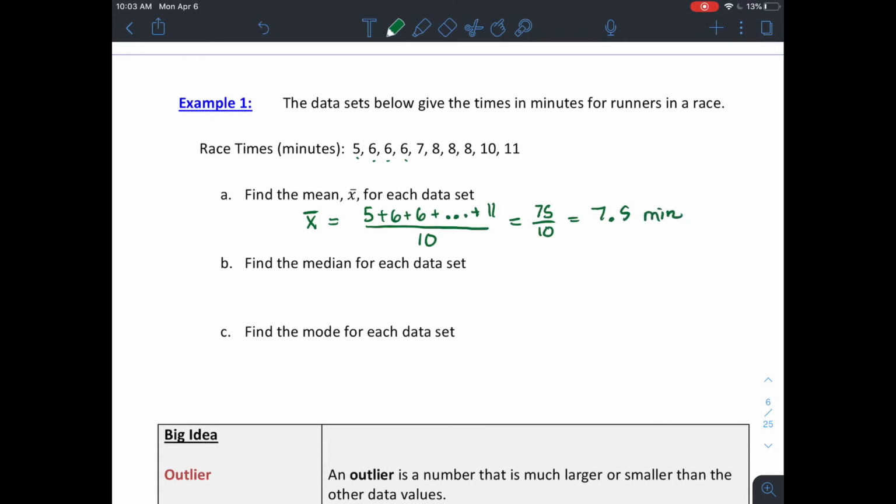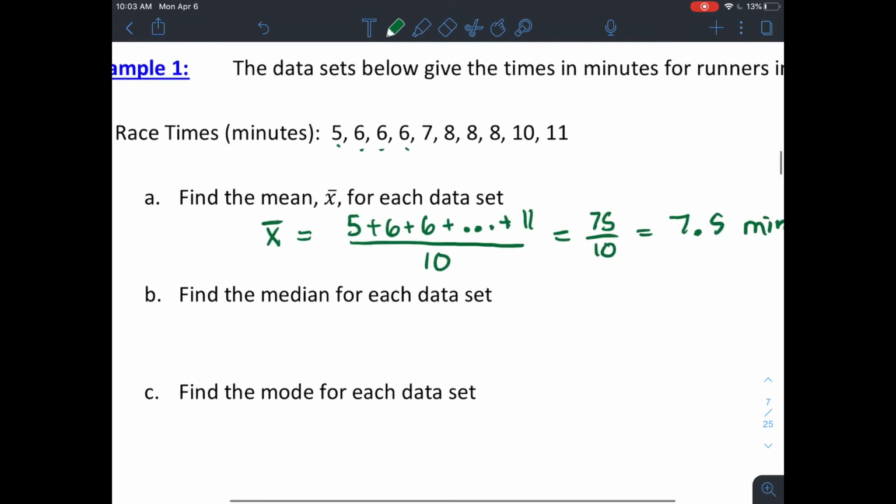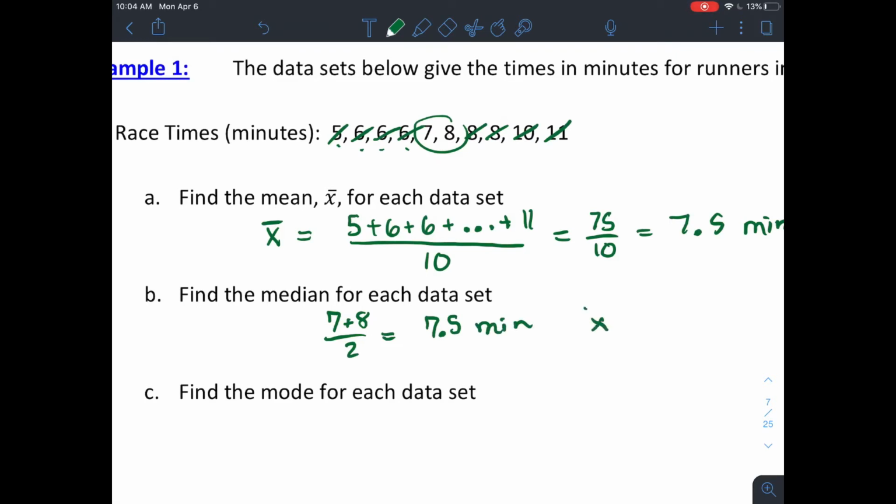Your median, these are already in order. So if I find the middle data value, back and forth here, it also happens to be, if you average your 7 and 8, 7.5 minutes. There is a symbol for that one. I don't know if you're going to see it or not, but I'll just throw it out there. It's x with a little tilde over it, kind of like you see in Spanish class. That's a symbol for median.